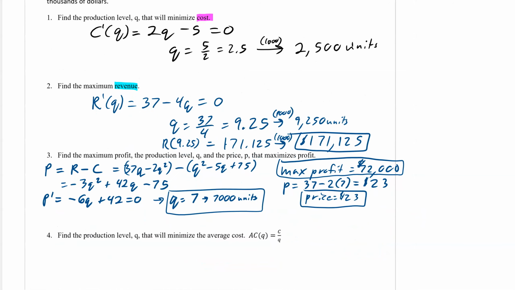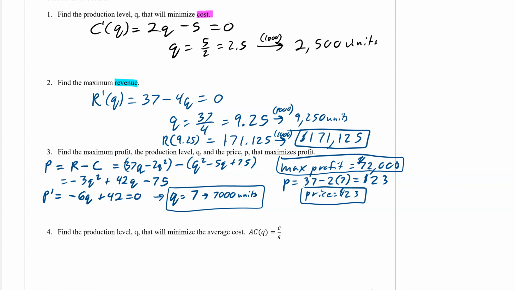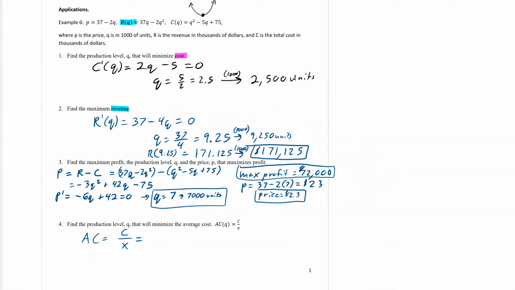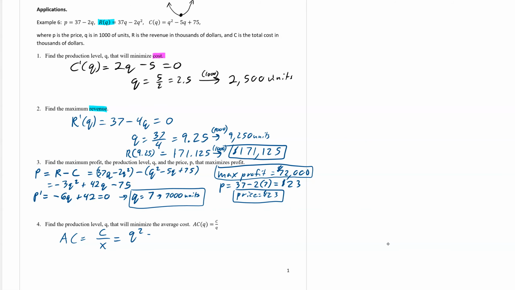All right, and then you can even keep going. Say find the production level Q that will minimize the average cost. So now we find the average cost. Average cost is cost divided by x, like we did in a previous problem. So if we take our q squared minus 5q plus 75, and in this case it's divided by q, because that's our quantity, we would get q minus 5 plus 75 over q.